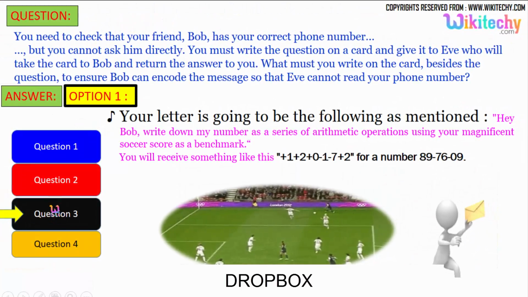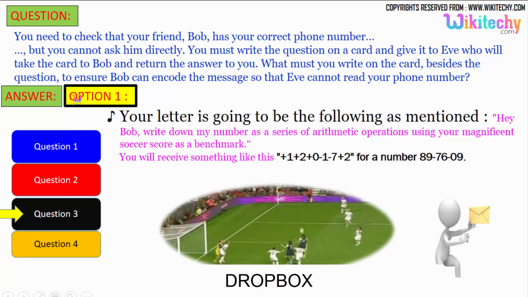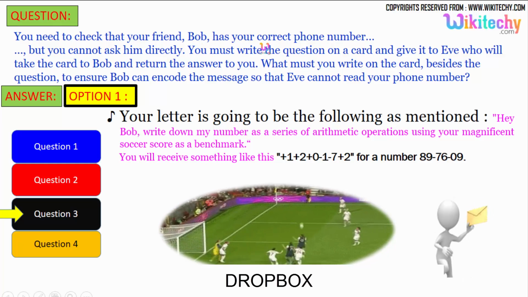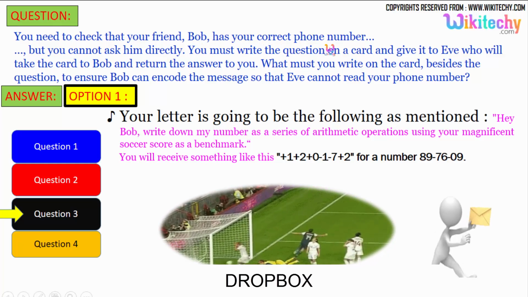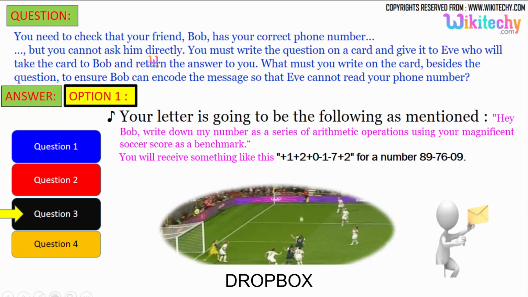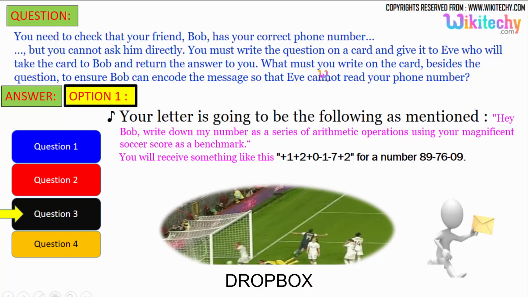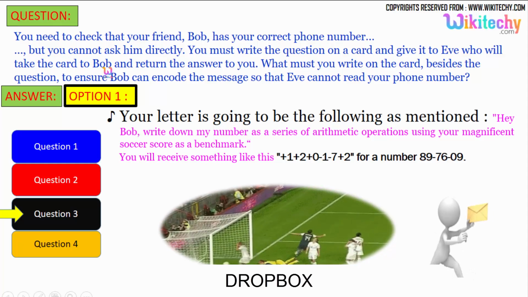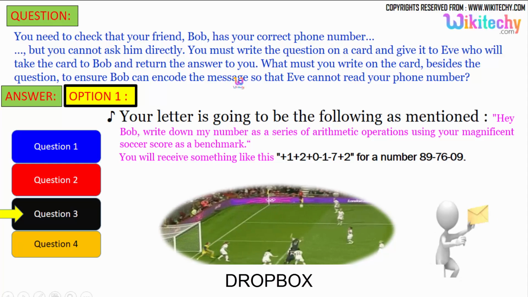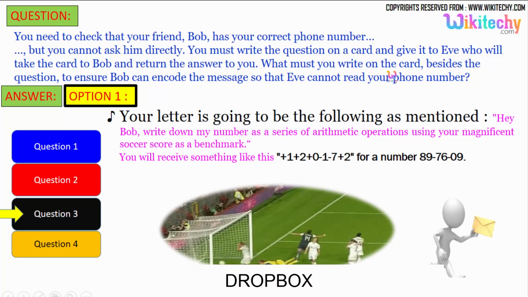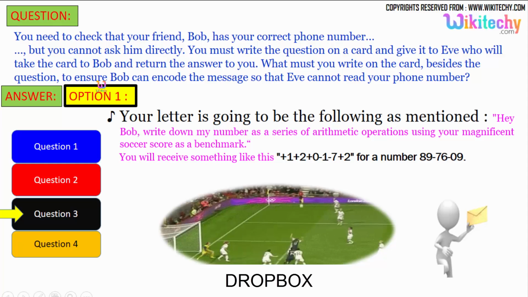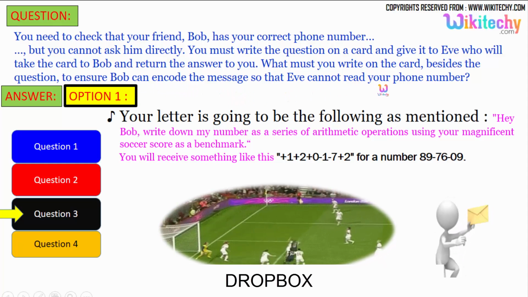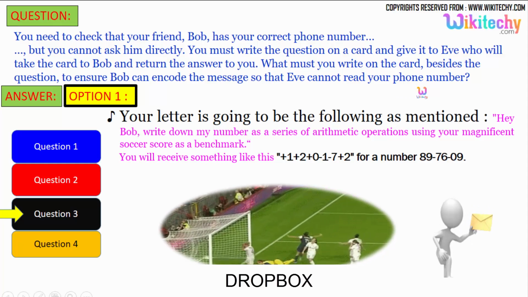Let's move on to the third question. You need to check that your friend Bob has your correct phone number, but you cannot ask him directly. You must write the question on a card and give it to Eve, who will take the card to Bob and return the answer to you. What must you write on the card besides the question to ensure Bob can encode the message so that Eve cannot read your phone number? That's the question.